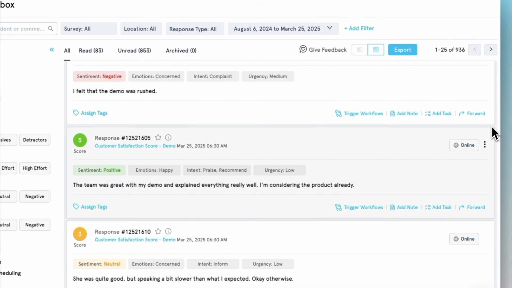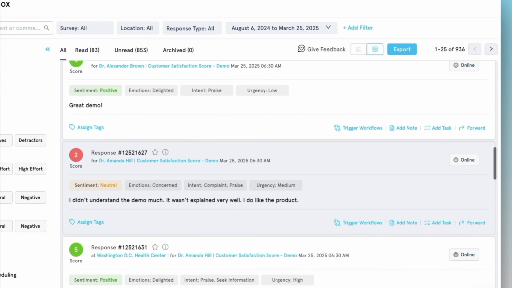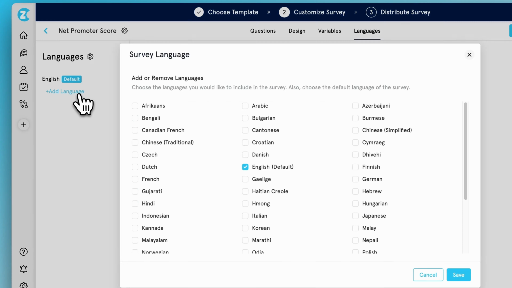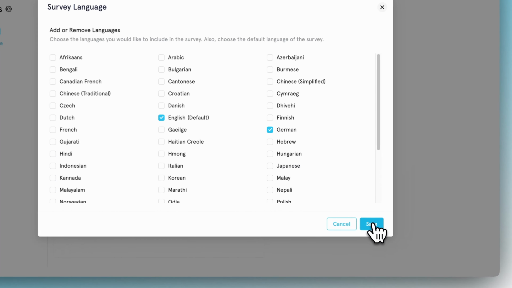Then comes the execution layer. Zonka Feedback includes a built-in response inbox and workflow system where feedback can be reviewed, assigned, followed up on, and closed. This ensures insights don't stop at understanding, they translate into accountability and action. Different teams see what's relevant to them, while leadership gets a clear view of progress and outcomes. Add multilingual analysis and AI translation, and the system scales cleanly across regions and teams.